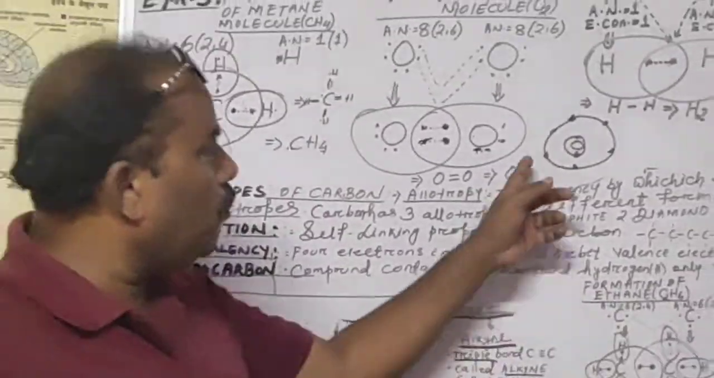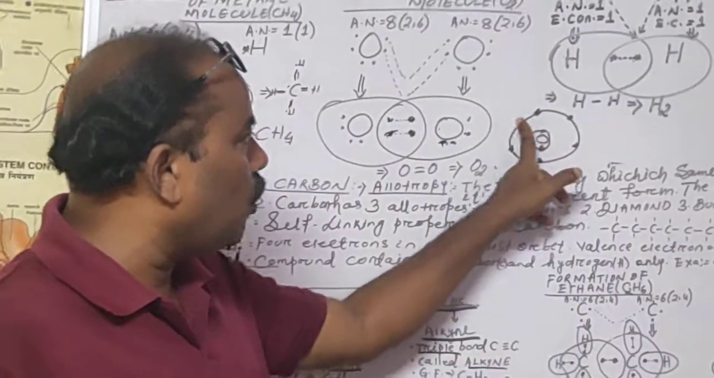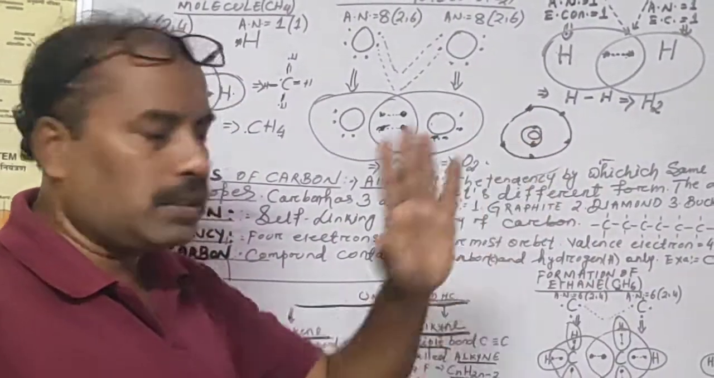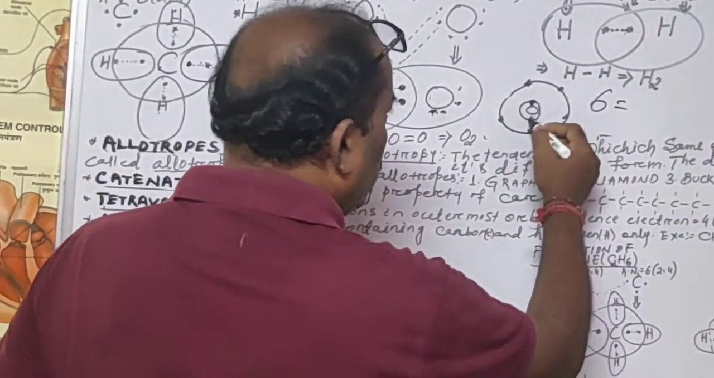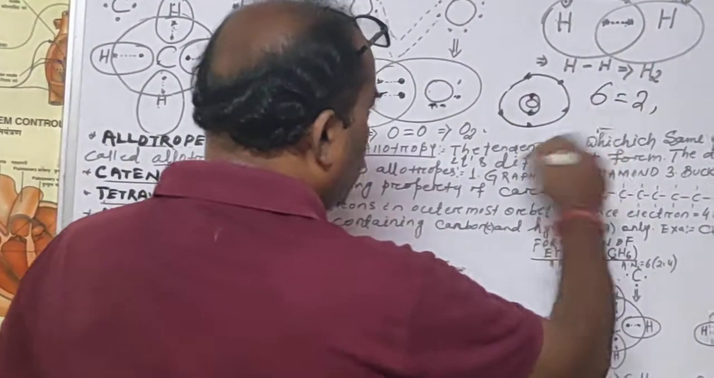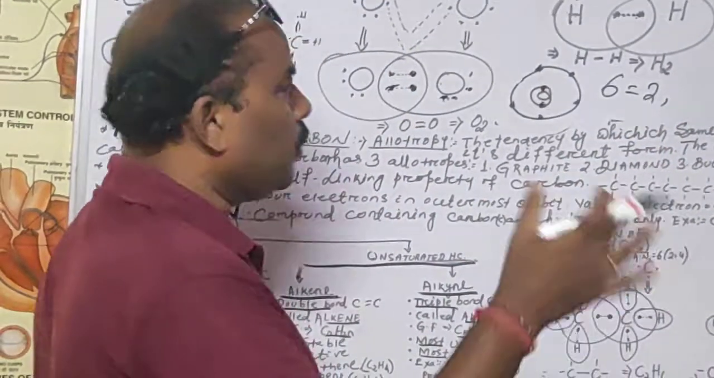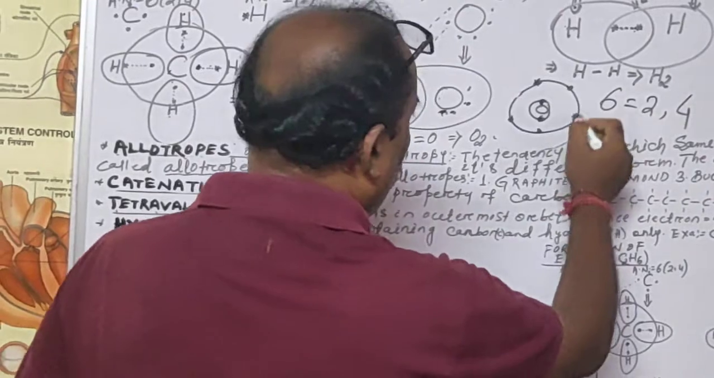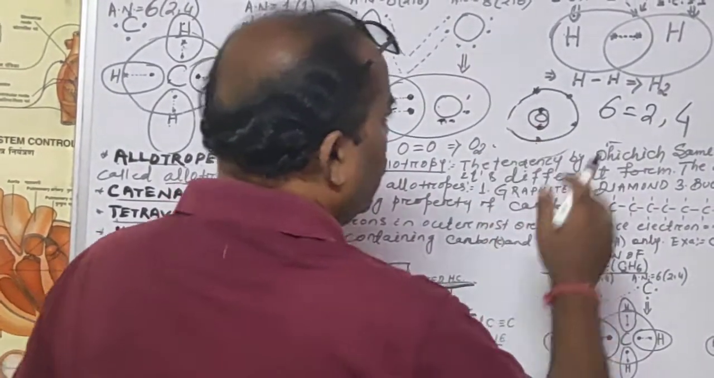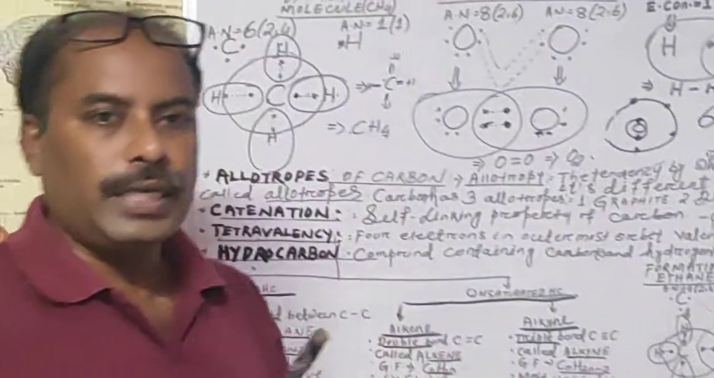I have already told you, tetravalency means what? The number of electrons in the outermost orbit. Carbon has atomic number 6. Out of 6, the first orbit always gets 2 electrons. The next orbit could get 8 electrons, but it does not have 8. The rest are 4 electrons. As it has 4 electrons there, it is known as tetravalency.